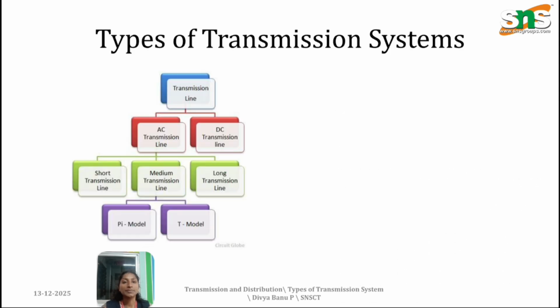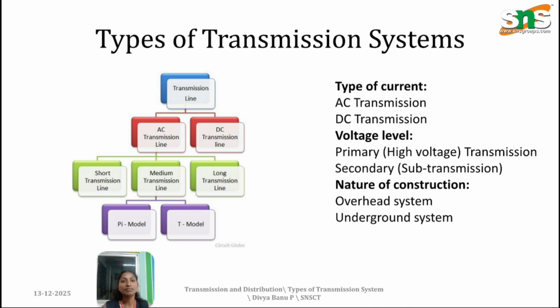Coming to the types of transmission system, generally AC and DC. AC is again divided into three: short transmission, medium transmission and long transmission. In medium transmission, we have two models, the pi model and the T model. Short transmission is for a particular distance, whereas medium is greater than that and long transmission is for a very high distance.